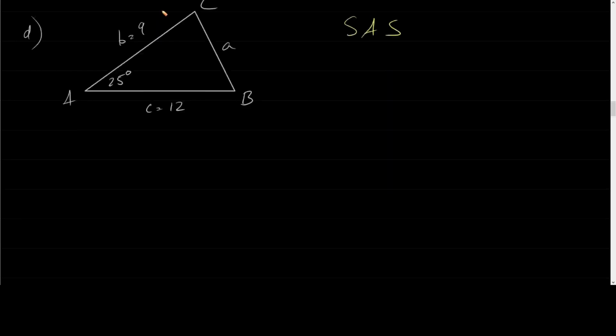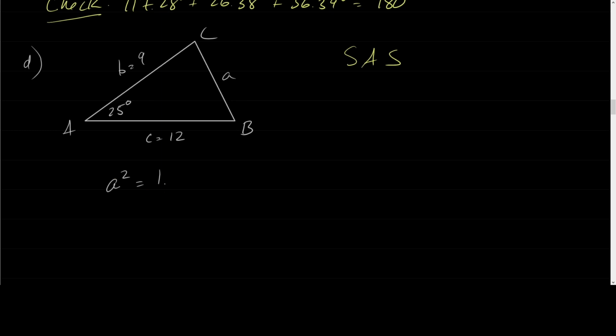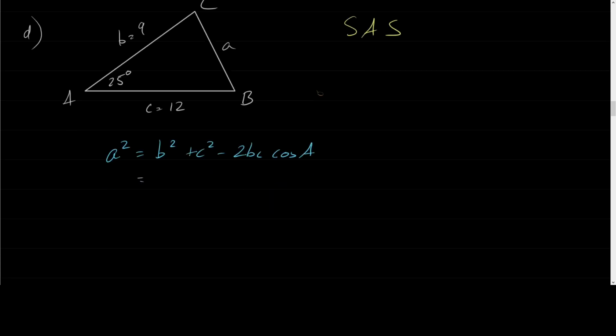If you recall from before, we have that a squared is equal to b squared plus c squared minus 2bc cosine of angle A. So in this case, and perhaps I'll highlight that in blue to be the formula that we're using, we're going to get b squared, b is 9, so we end up with 81, plus c squared, c is 12, so 144, minus 2 times 9 times 12 times cosine of angle A.